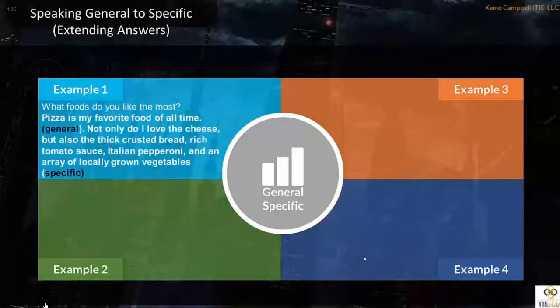Example 1. What foods do you like the most? Pizza is my favorite food of all time. That's a general statement, right? Now, extend it with something specific. Not only do I love the cheese, but also the thick crusted bread, rich tomato sauce, Italian pepperoni, and an array of locally grown vegetables. Specific. Go from general to specific.